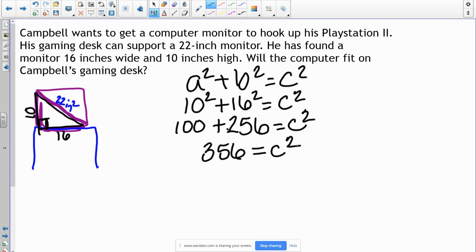And then remember how to inverse the square. We're going to take the square root of 356, which is c. I'm going to put that in my calculator, and that is approximately 18.9 inches. So looking back at this situation, Campbell's looking at this monitor that's 16 inches wide and 10 inches tall, and his gaming desk can support a 22-inch. Well, then this almost 19-inch TV here will be able to be supported.